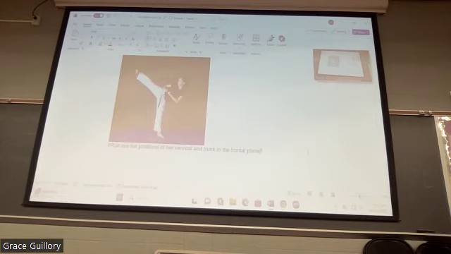Yes, it would be right laterally bent. If you look, her shoulder is closer to her ear, so we can say that is right laterally bent. And then how about her trunk? Yeah, it would also be right laterally bent because her right shoulder is close to her right hip.